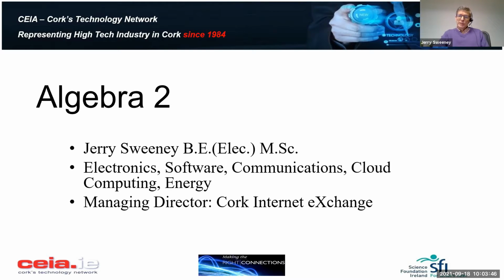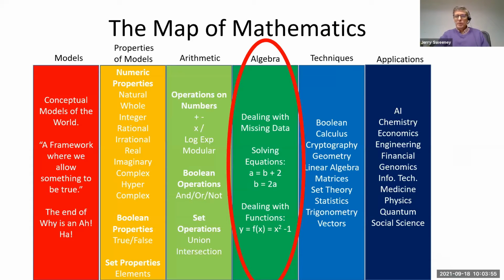So those of you that were here for the first day will remember I gave an introductory talk and I spoke about this concept of the map of mathematics. And today we're going to deal with algebra. And algebra is dealing with missing data. So we're using a number without knowing its value, and therefore we give it a name, and we call that name a variable name.